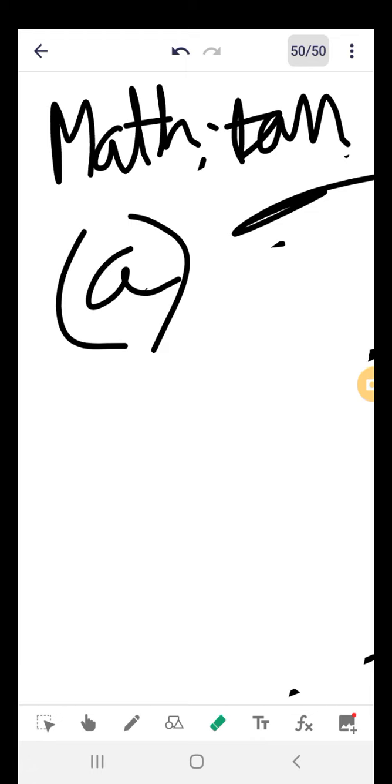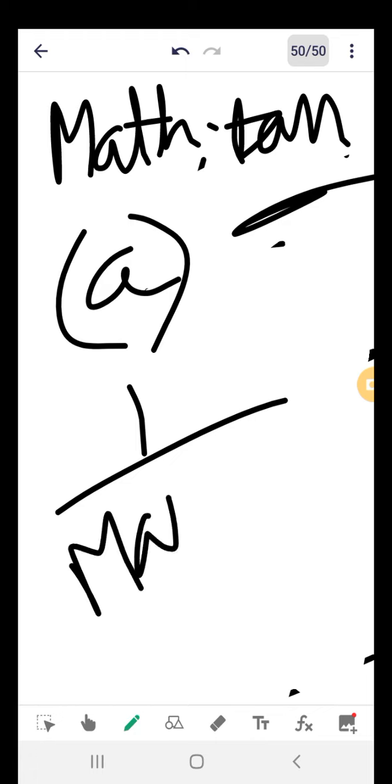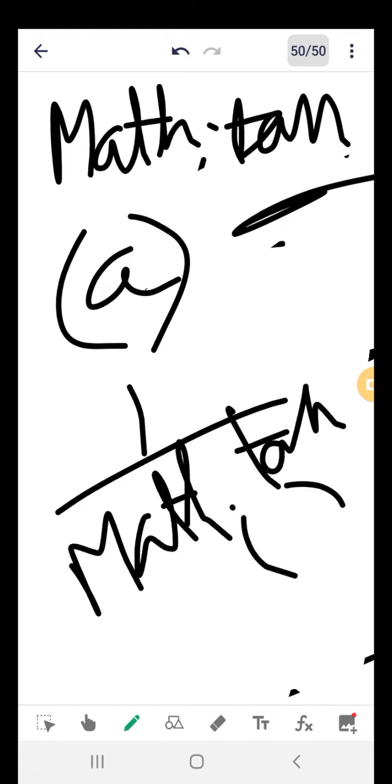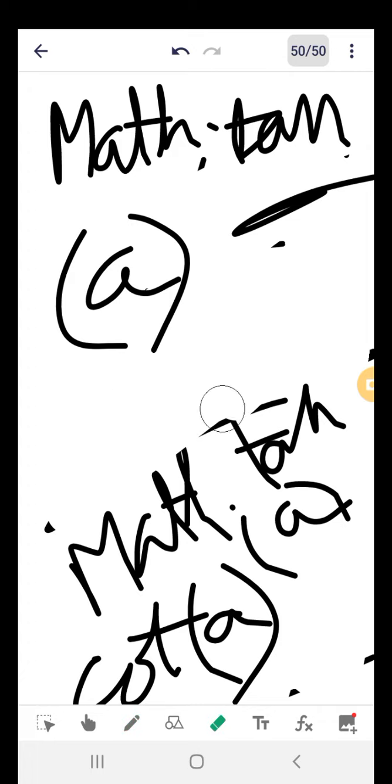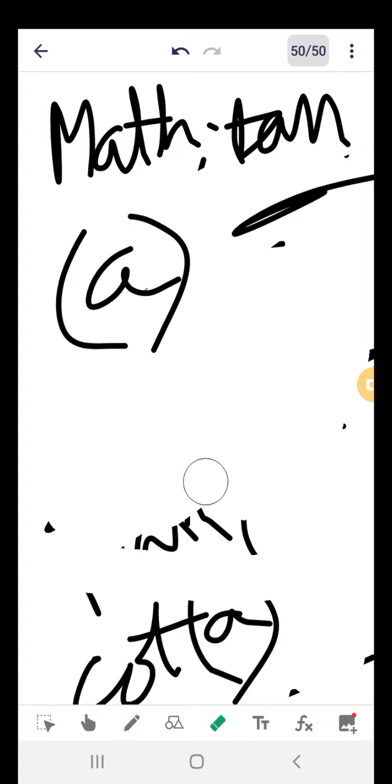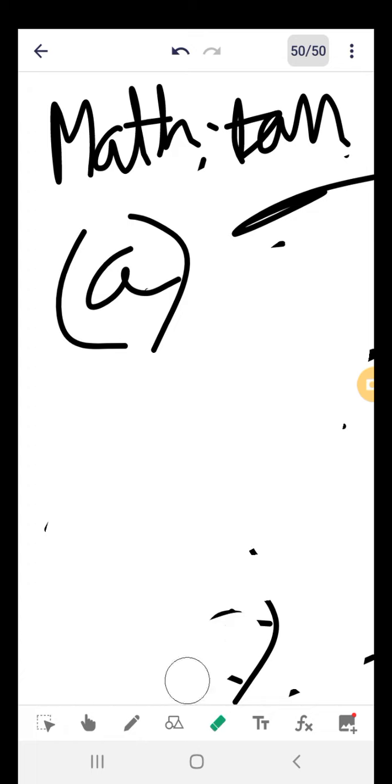Doesn't matter. If you write 1 by Math.tan, it will just give you cot a. Obviously you know that. It's not inverse. Inverse is different. Now this I think you got.